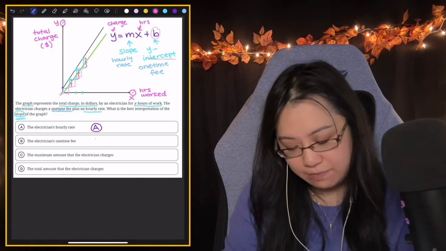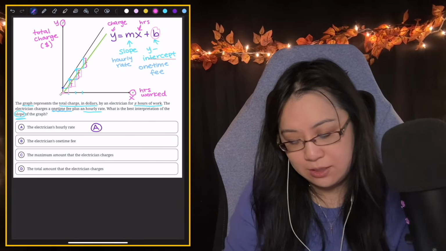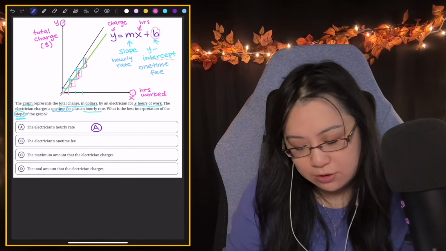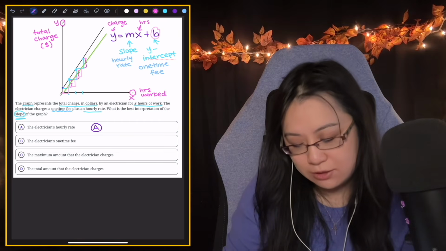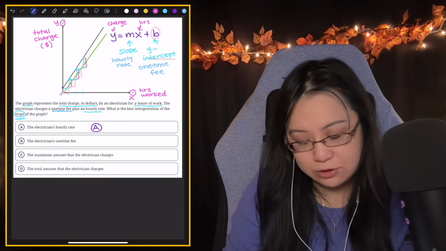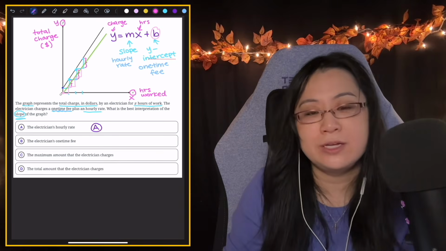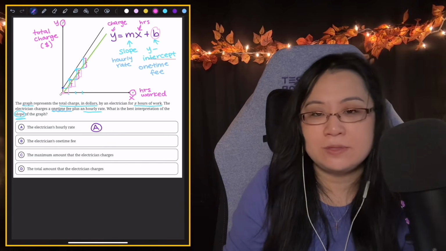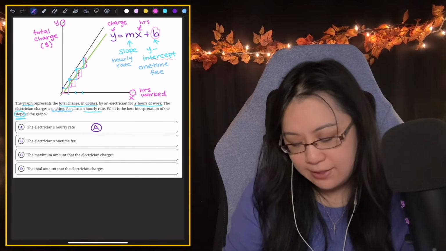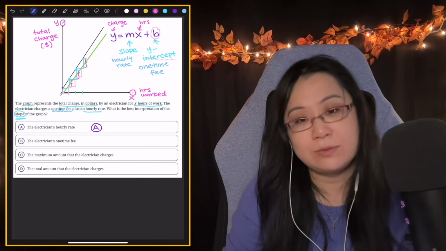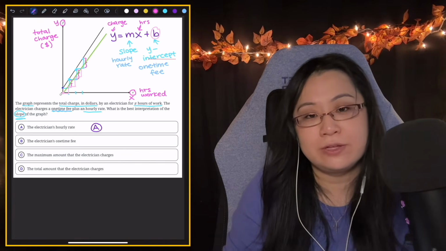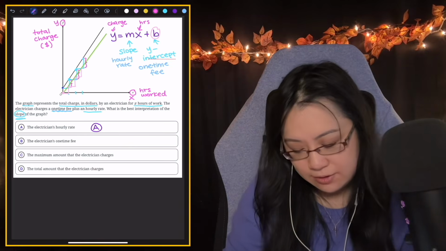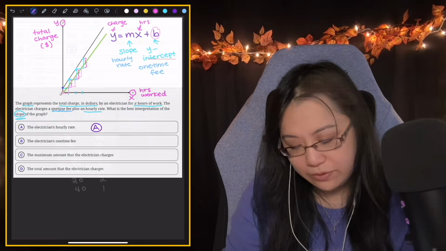It's not the one-time fee because that is the y-intercept, so that would be b. The maximum amount that the electrician charges is not true. The total amount that the electrician charges is not true. So slope is always about rise over run, right? It's how steep this graph is. The total amount depends on the hours worked in general. So you would need x to know what y is. So it's not the total amount.